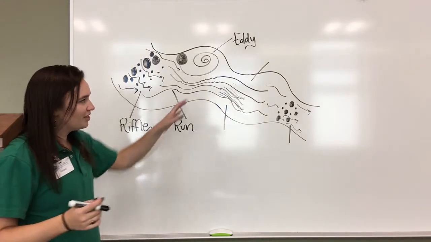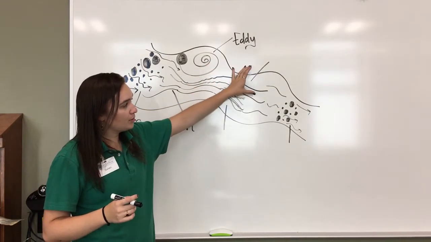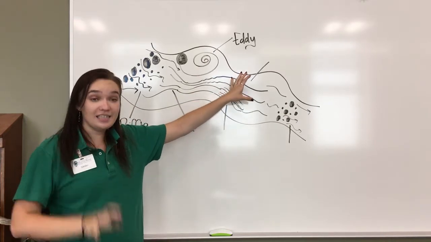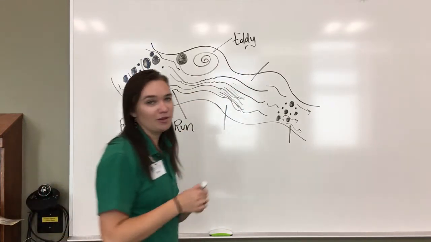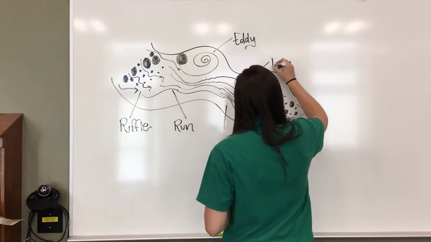And speaking of pools, when there are large areas where the water is pretty calm and it gets a lot deeper, that is called a pool. It could be really fast, but that deeper water is called a pool.